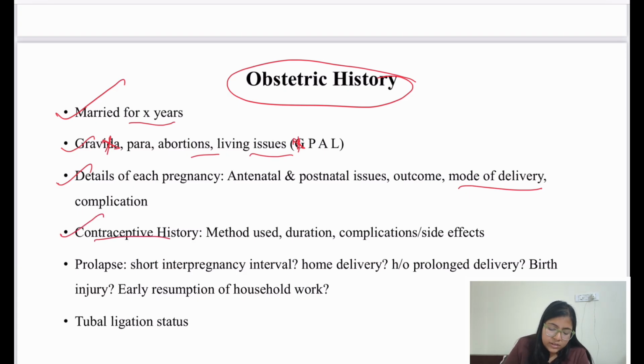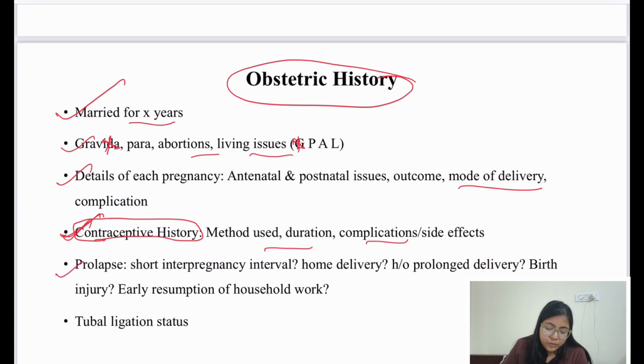Also you can take contraceptive history along with obstetric history, or you can take it as a separate part also, but if you are taking it here, then you may remember this for long, otherwise we forget to take contraceptive history. So it's better if you take it with this: if she had used any method of contraception in the past, for how much duration she has used it, and if there was any complication along with the method used.